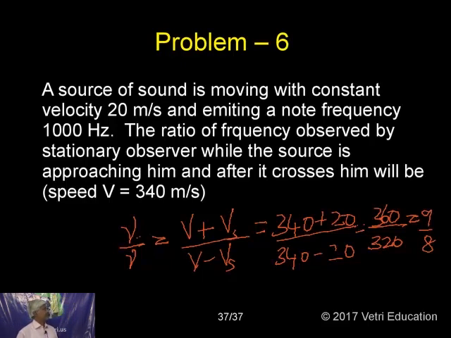A source of sound is moving with a constant velocity of 20 meters per second and emitting a note of frequency 1000 Hz. The ratio of the frequency observed by a stationary observer while the source is approaching, that is called nu A, to while the source is receding, nu R. The ratio nu A by nu R is equal to 9 by 8. So why does this 1000 Hz appear in the problem? Not to confuse you. You need not use all the parameters given in the problem. Take the necessary parameters and find the answer. Otherwise it is very difficult to find.